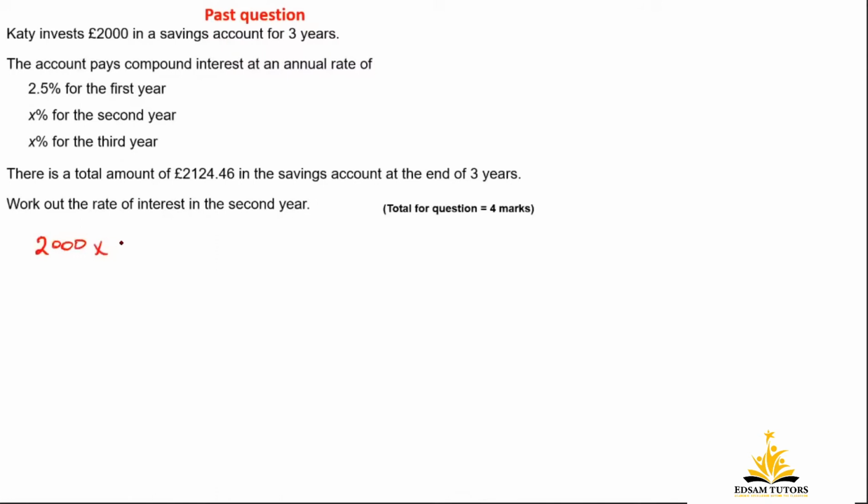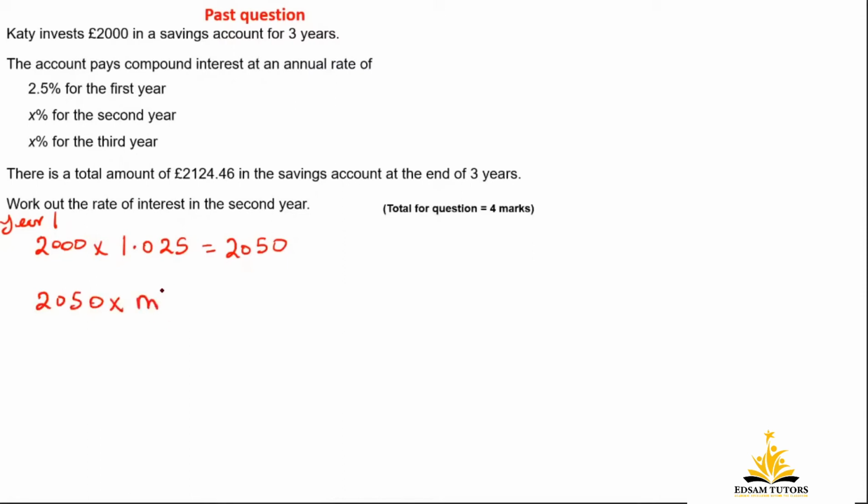So first year, we've got 2,000 times our multiplier. Our multiplier is going to be 1.025. Don't forget we add 2.5 to 100%. It's 102.5. And then we divide it by 100 to get 1.025. And that's for the first year, so it's just a power of 1. So we leave it like that. That's 2,050. So our first year, we have 2,050.